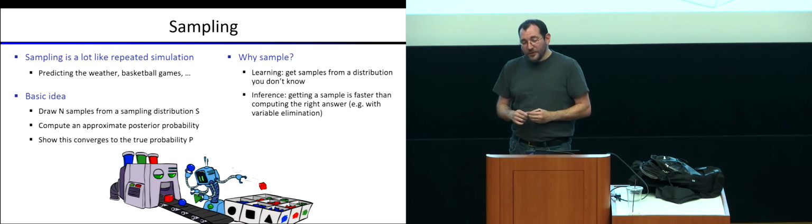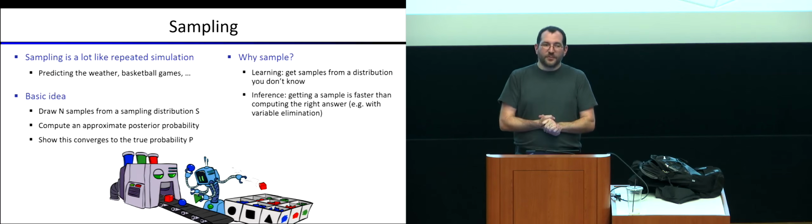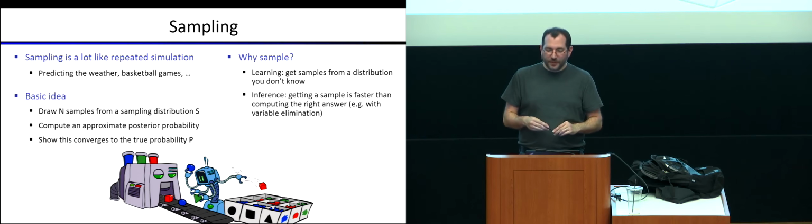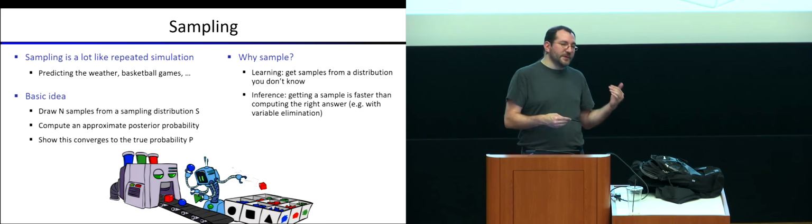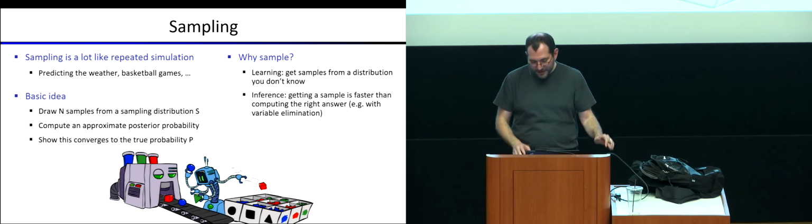What you want to show is that as n grows, as n goes to infinity, this procedure is going to converge to the true probability you actually wanted to compute. And so every time we introduce a sampling algorithm, we need to argue that if I draw a bunch of samples from this, I'll actually get the right answer. Even though, of course, if I draw a small number of samples, it's the luck of the draw.